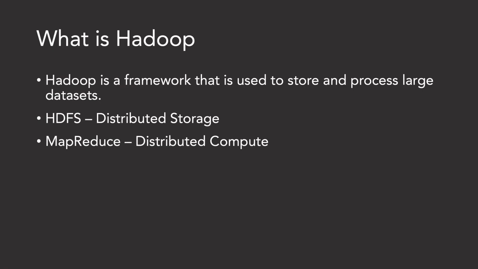So what is Hadoop? Hadoop is a framework that is used to store and process large data sets. So if you see, the definition matches with big data and data analytics. And Hadoop is the one which started the big data revolution. It comes up with two components. One is HDFS, which is the distributed storage, and MapReduce, which is the distributed compute.